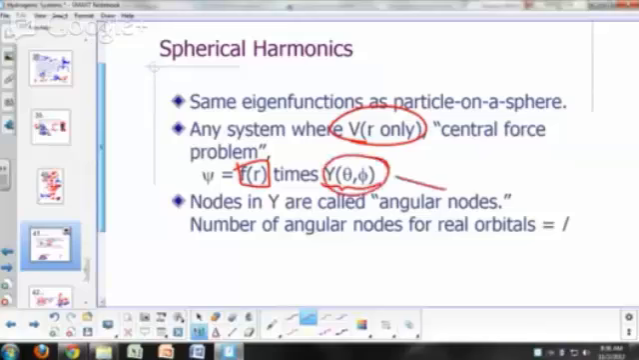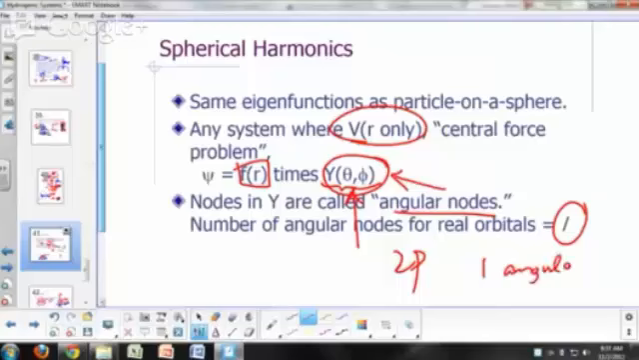And we already know this part of the solution. That's just the spherical harmonics, the same solutions we found when we did the particle on a sphere. The nodes resulting from the spherical harmonic being equal to 0 are known as your angular nodes. And you'll find that for your real orbitals, the number of angular nodes will just be equal to L. So that means for a 2p orbital, you have one angular node. L is equal to 1.